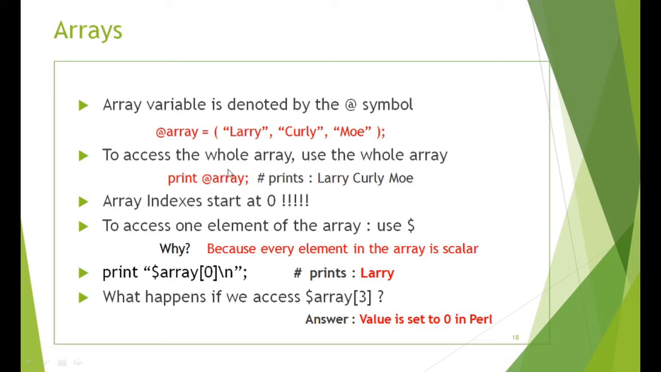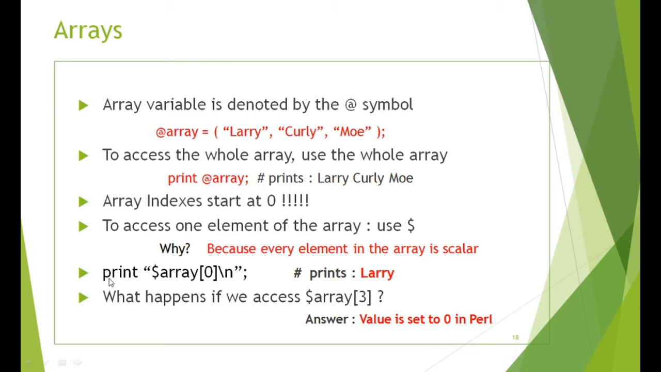In C, you have to write a for loop or a while loop to iterate over all the elements and then print it. Here, Perl takes care of printing the entire array. The Perl array starts with 0. To access one element of the array, we have to use this $ symbol. Why? Because every element in the array is a scalar. This is a scalar. If you are assigning it to a variable, it's a scalar. This is a scalar. This is a scalar.